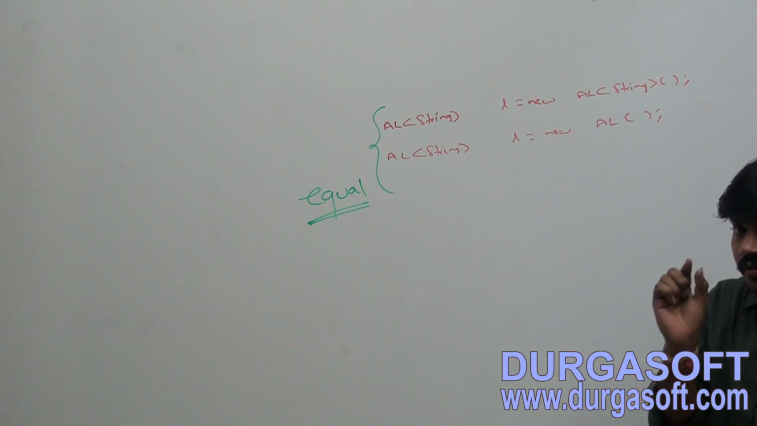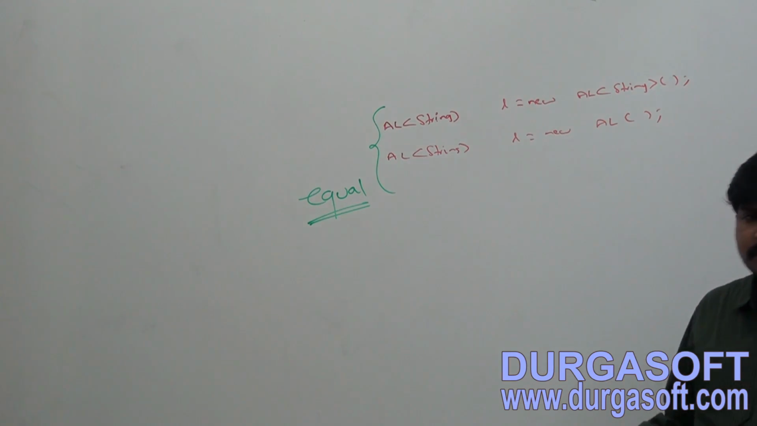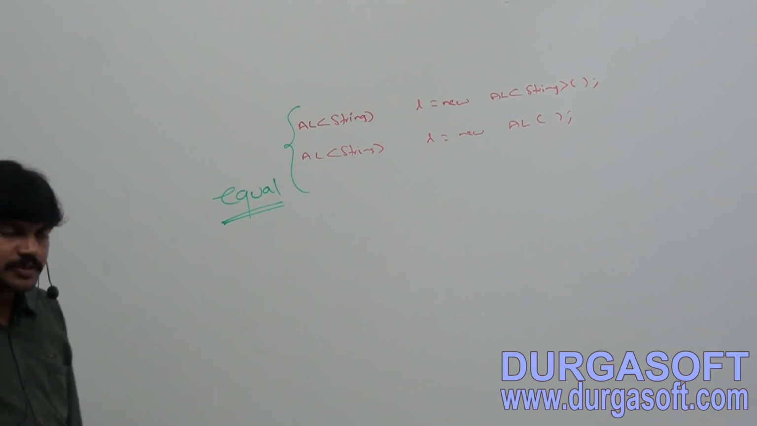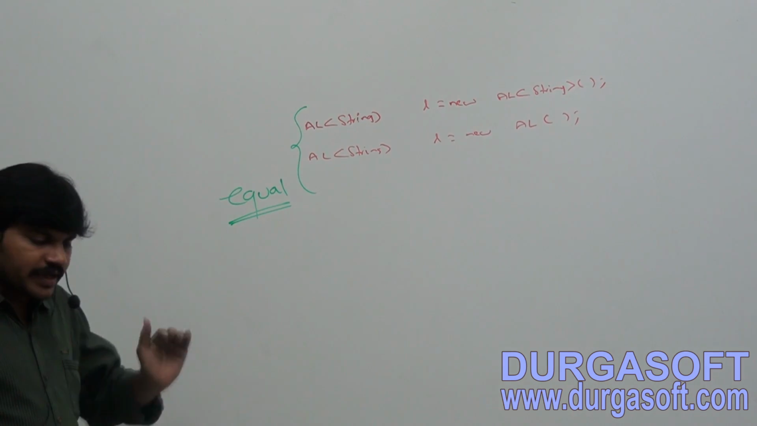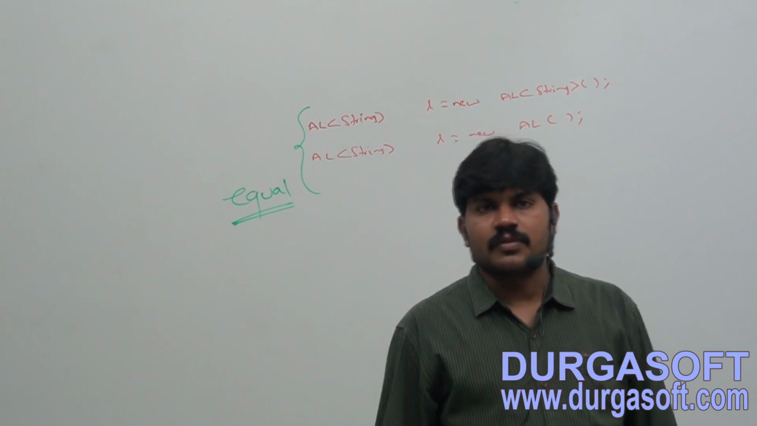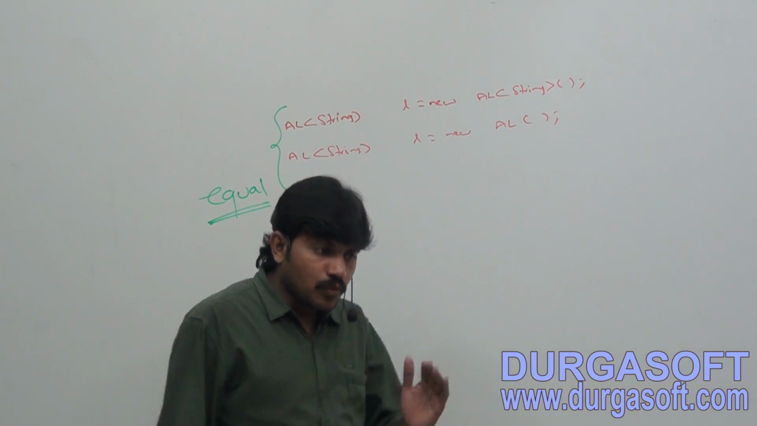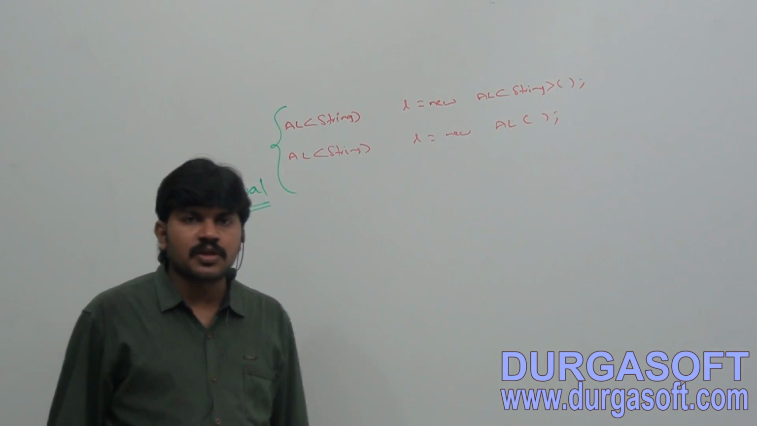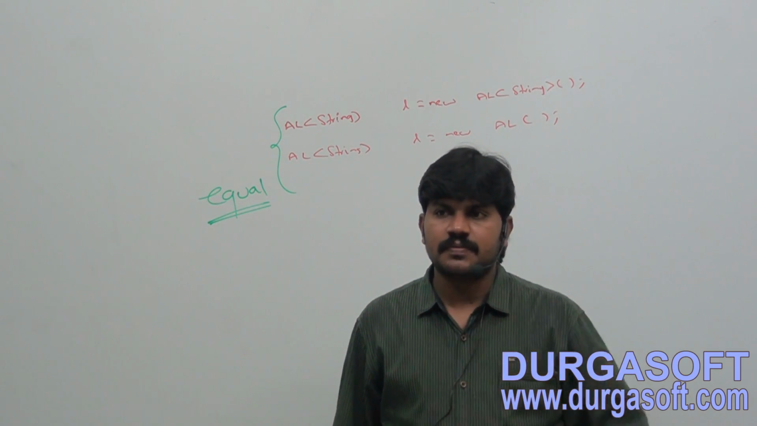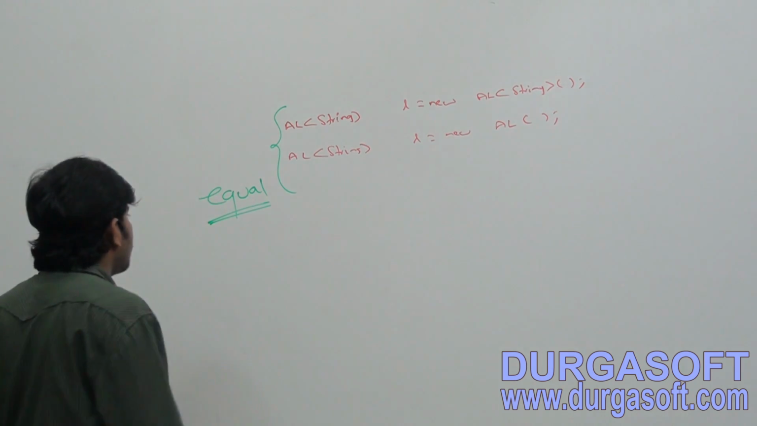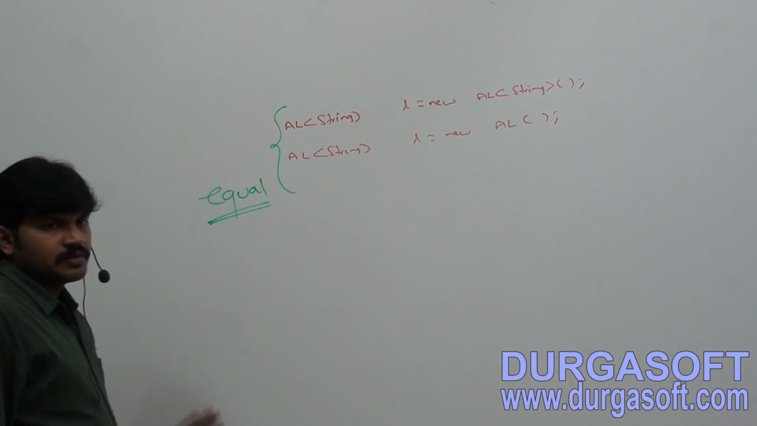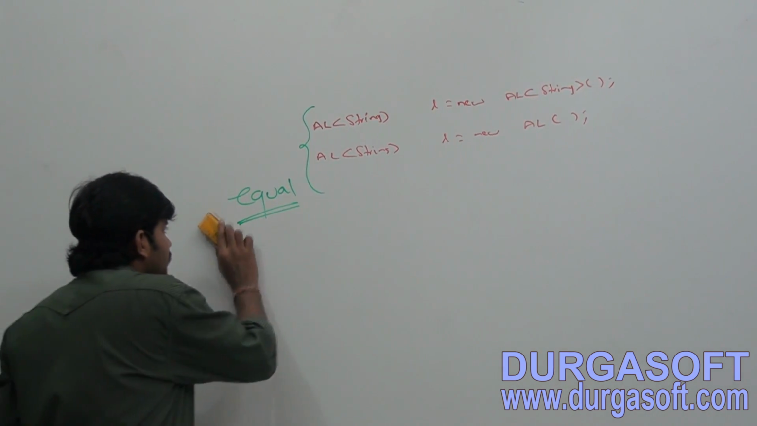Okay, next, one more point. For these ArrayList objects, we can add only String type of objects.